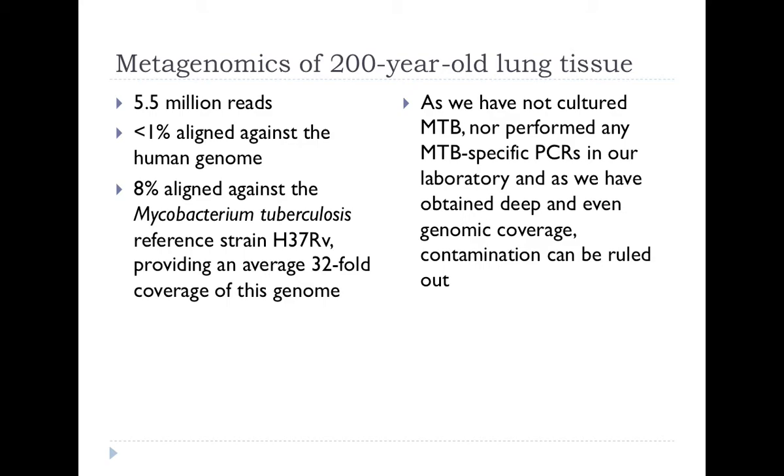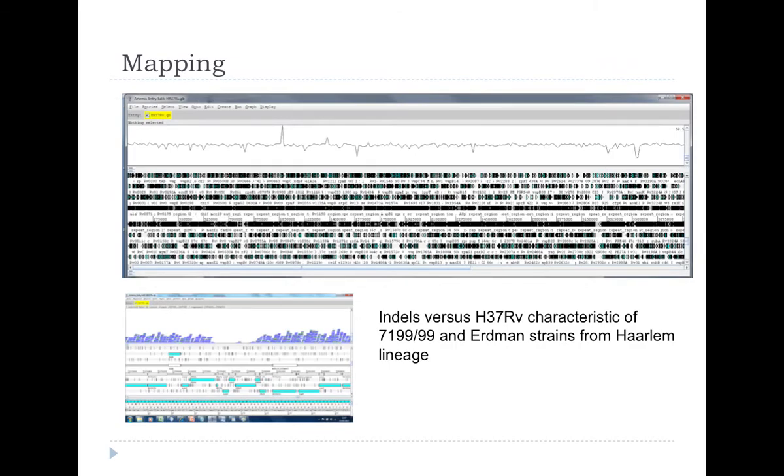This is too good to be true. If we'd got like 10 or 20 reads from TB in that metagenome, I would have been happy. But to get this depth of coverage of a genome, I was absolutely astonished. But we couldn't think of any reason how this could be artifactual. We'd never grown TB, we'd never done any PCRs, and it was quite even coverage across the genome. So the plot at the top there shows you the coverage depth across the genome. And you can see there are a few little upswings and a few downswings.